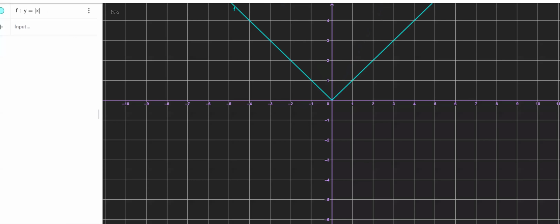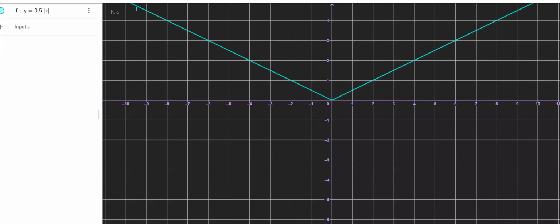Okay, what about if I make it 0.5? What about if I write here 0.5 outside? Look how its graph will be if you write 0.5. As you see, this is how it works. This is how it will be. So we understand 3 things now.